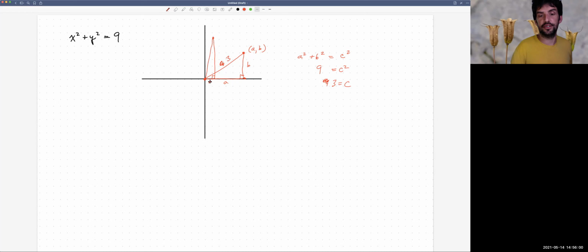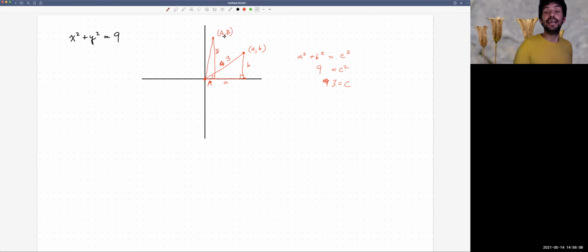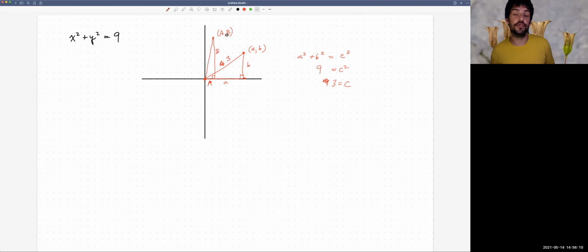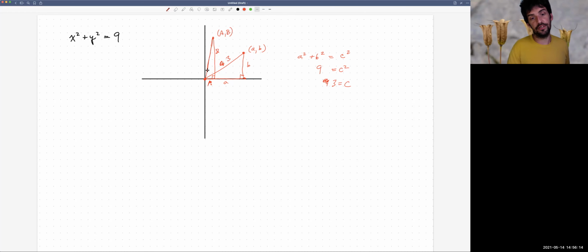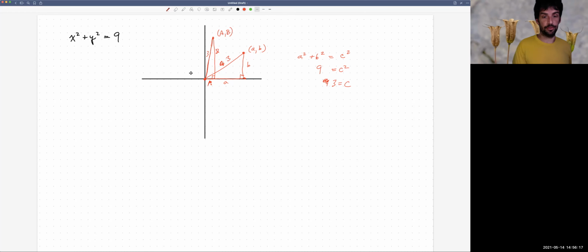Whatever this side here is, let's use different letters. Let's call this capital A, capital B, if this is the point A, B. Those two still have to sum, the sum of their squares has to be equal to the square of this distance, this hypotenuse, so that'll be 3.